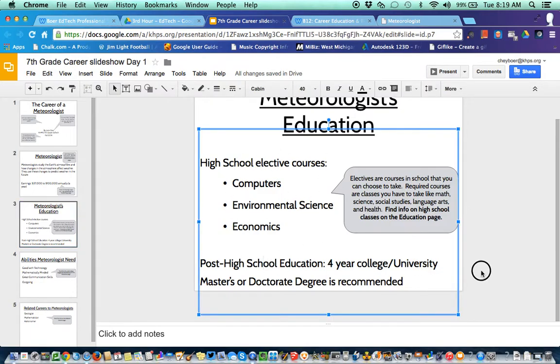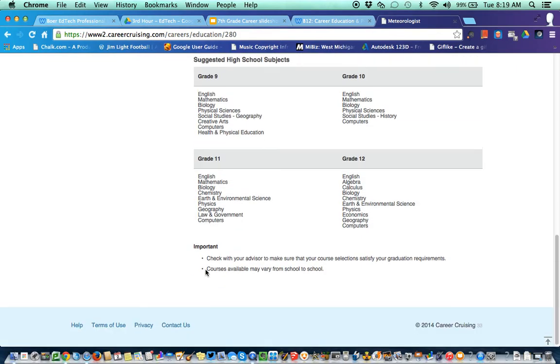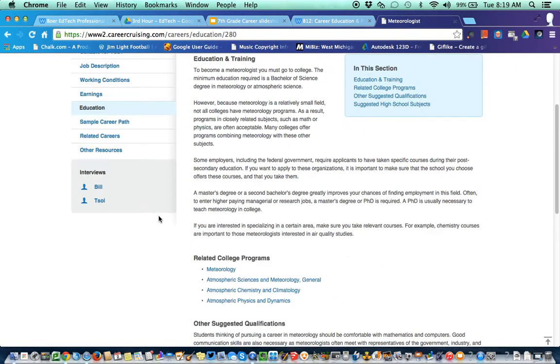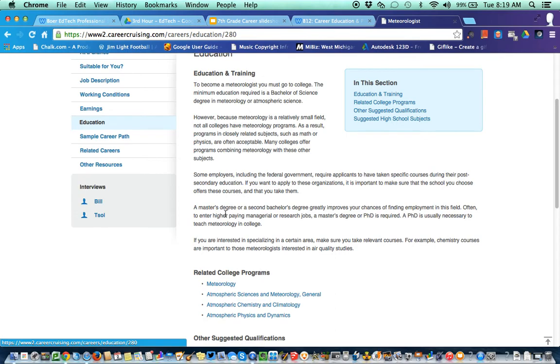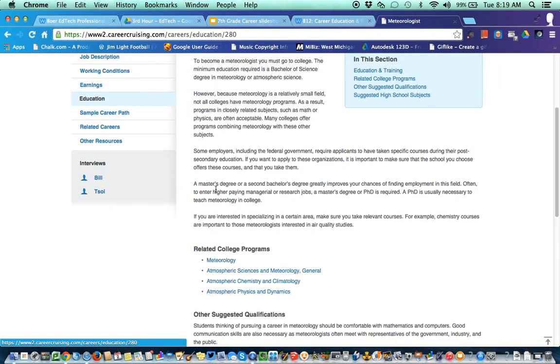And then down here, there's more information about education. What do I need to do for my career after high school? That information is up here in the education and training. So you can read more about that as you take a look at this. You'll notice there's some information about college programs here as well. So that's a bit of it. But you can read here, a master's degree or secondary bachelor's degree greatly improves your chances, and so on and so forth. So it talks about some of those degree programs.